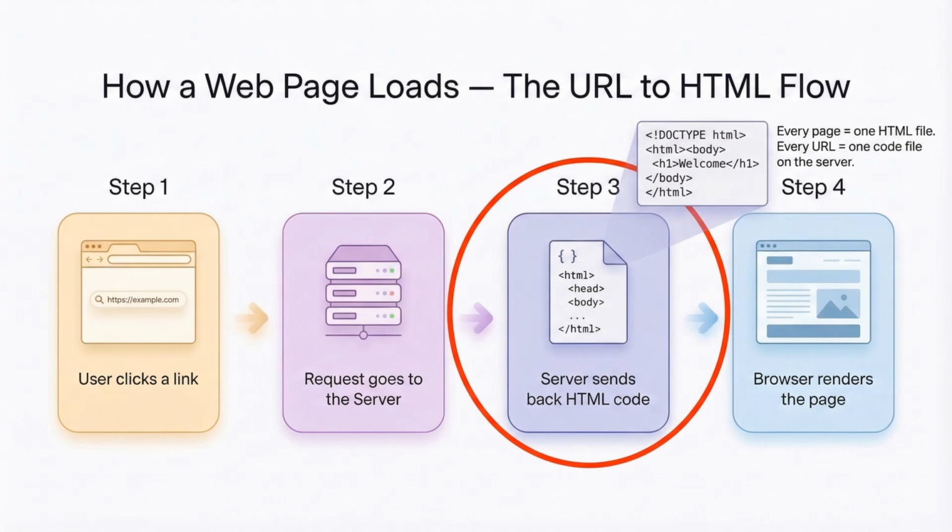The key insight here is that every single page on a website corresponds to one HTML file on the server. Each URL maps to a specific piece of code. When you navigate to a different page, the URL changes, and the server sends a different HTML file. You can verify this yourself by right-clicking any web page and selecting View Page Source. You'll see raw HTML.